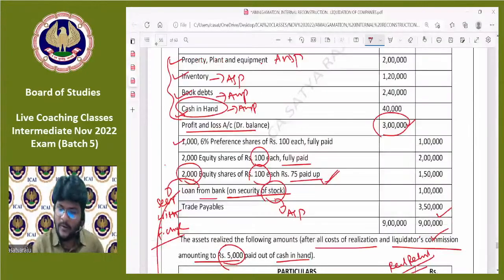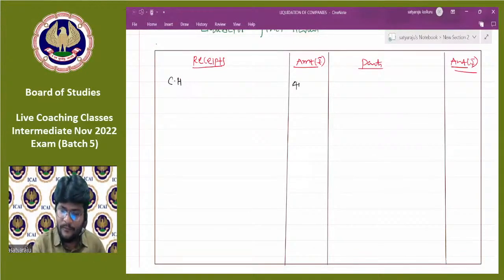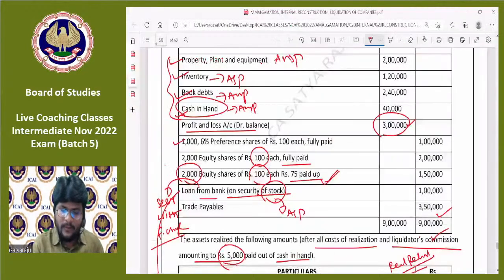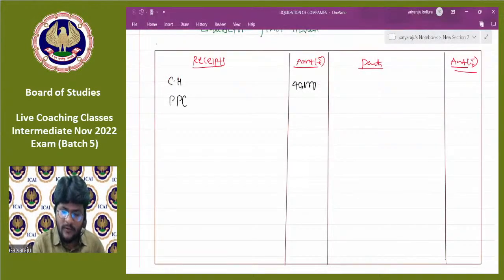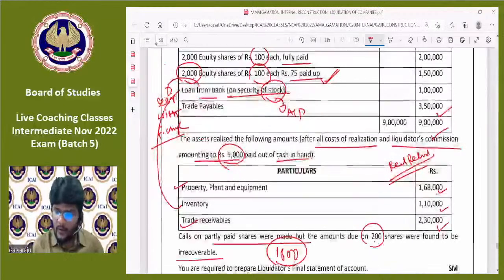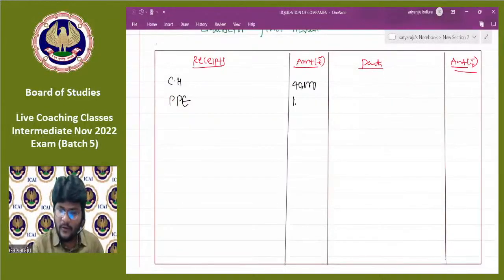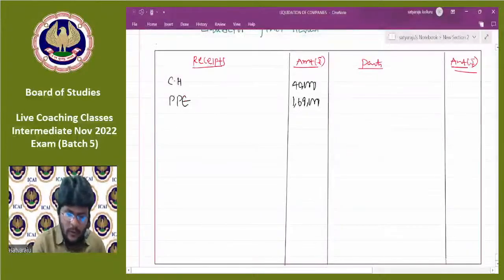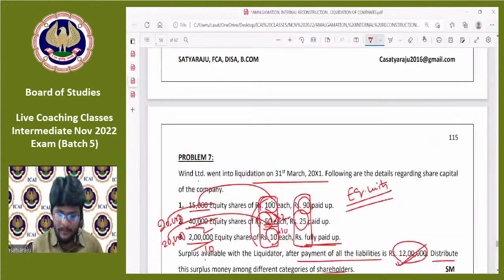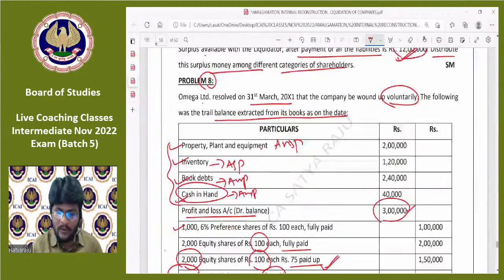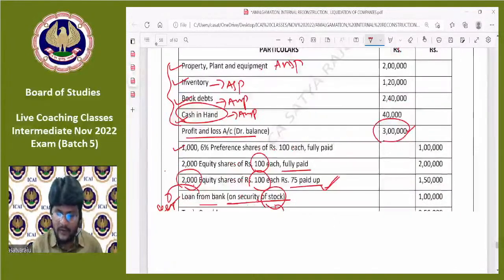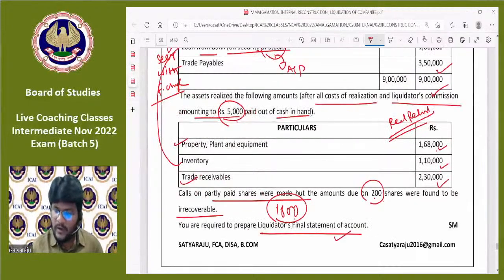Cash in hand given how much? 40,000. Next, PPE, property, plant and equipment, which was realized by the liquidator. How much? 1,68,000. If you want, you can put the heading also as ANSP. Then after PPE, book debts also there. Book debts realized at which value? Trade receivables 2,30,000.